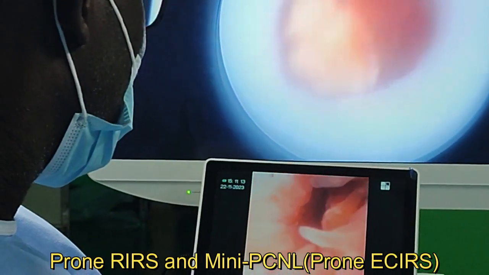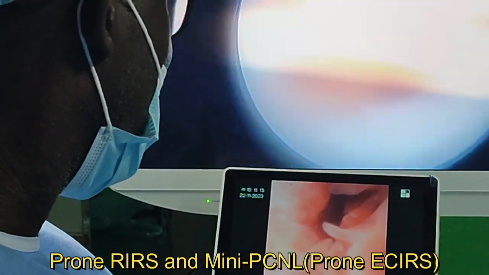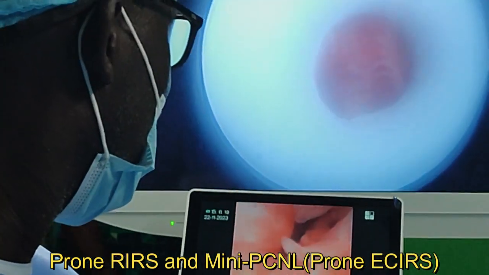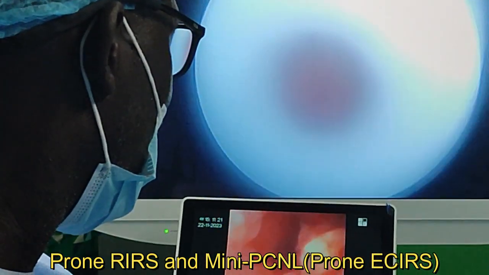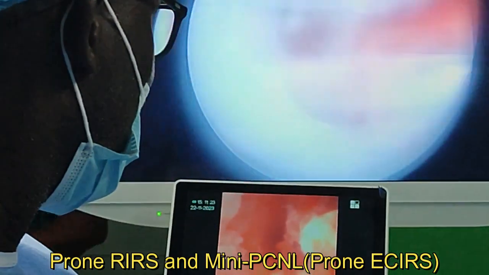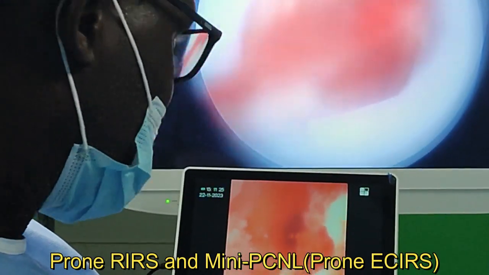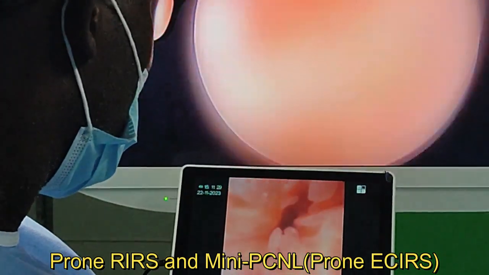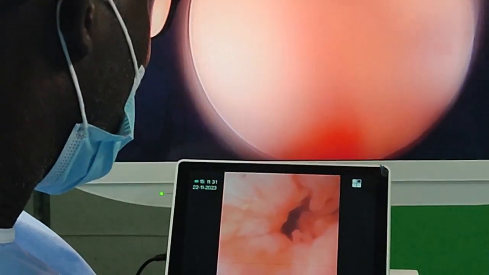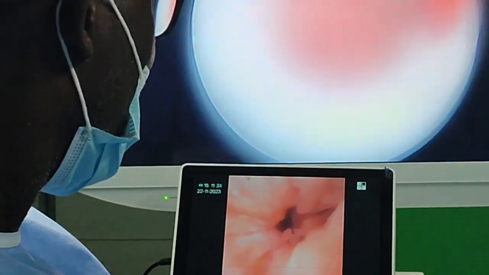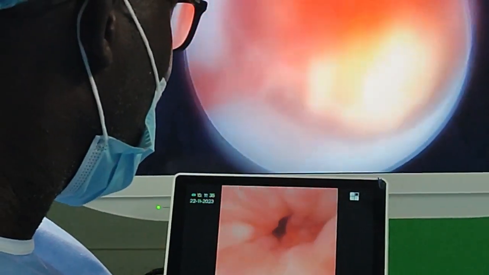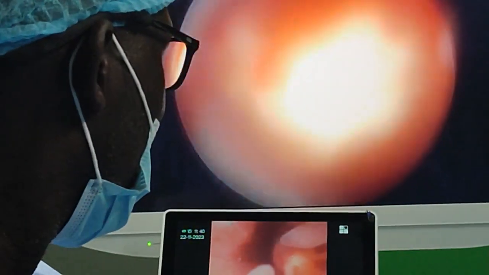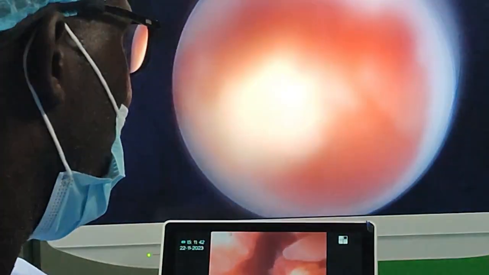Can you see the benefit of combined water? Yeah. You see, the first pass of ECIRS is 100% good. If you are comfortable, do the combined procedure with ECIRS, the first pass is 100%. Can you see this? What else?